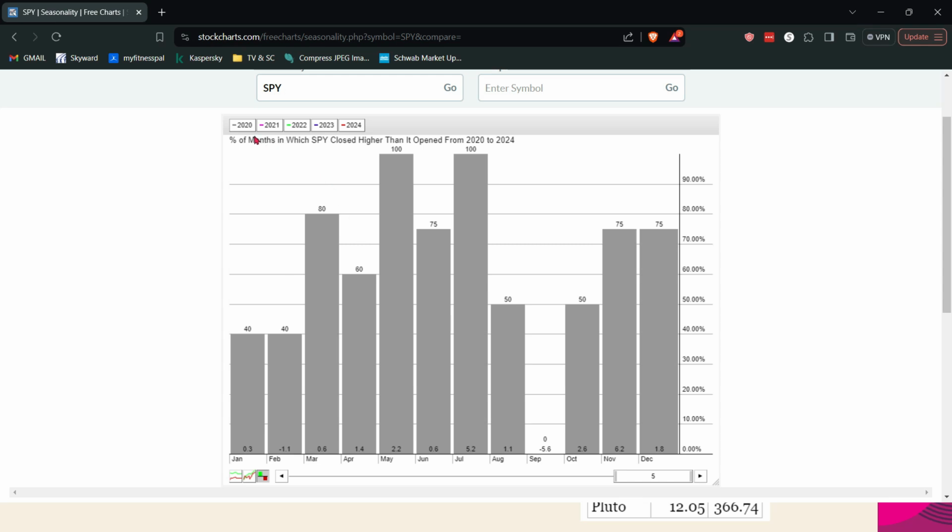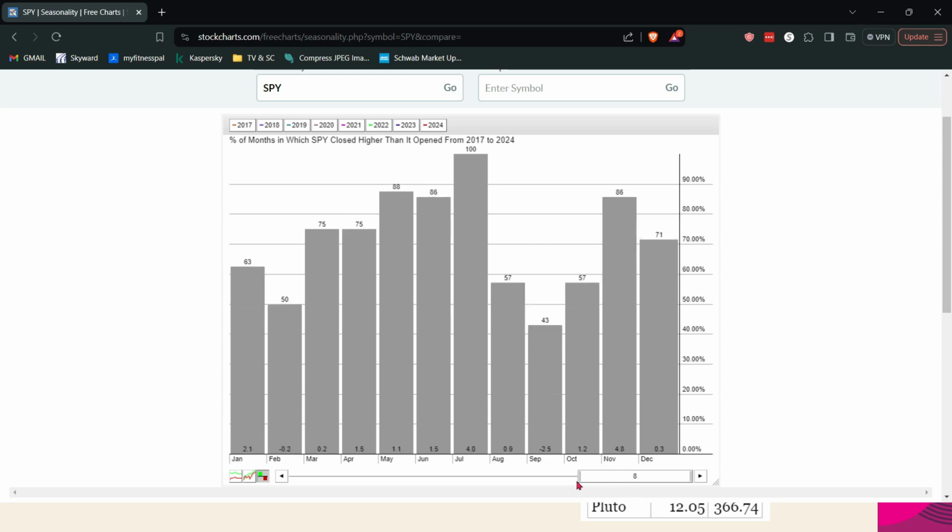For example, I am analyzing the past 5 years. If I want to analyze the past 10 years, I can do that. So now I am analyzing the past 10 years. In the past 10 years, in 78% of the months SPY closed higher than it opened, from 2015 to 2024. If I trade in July, 100% of the time SPY closed higher than its open for the month.